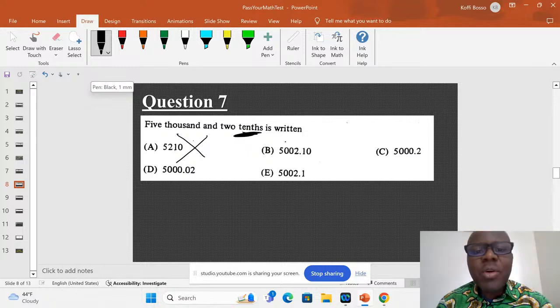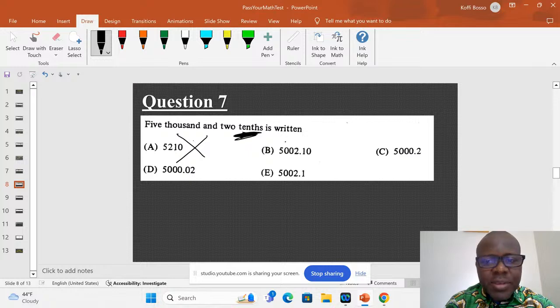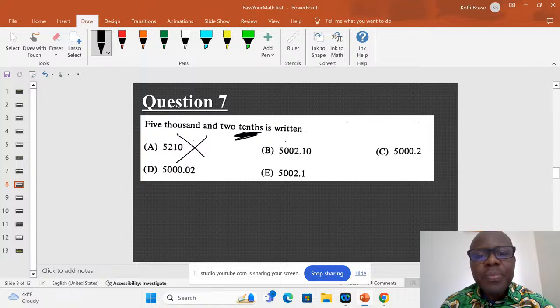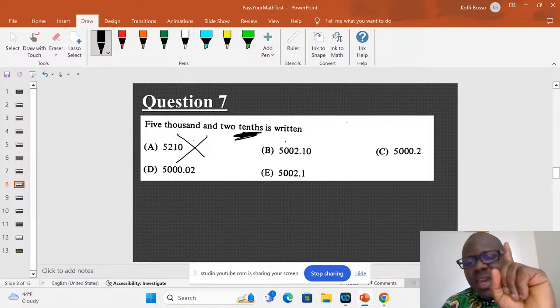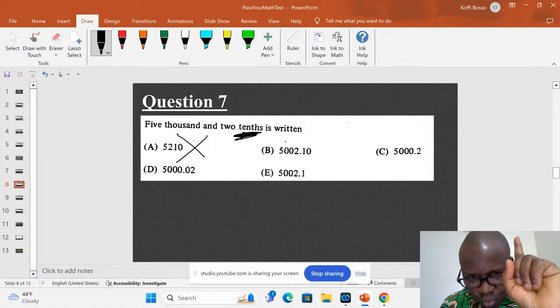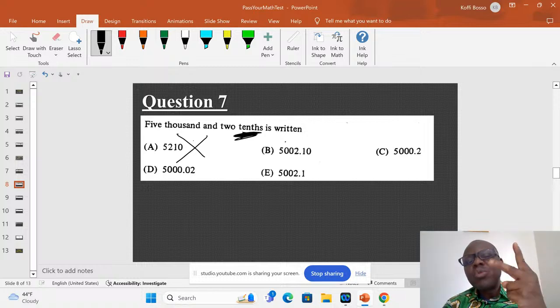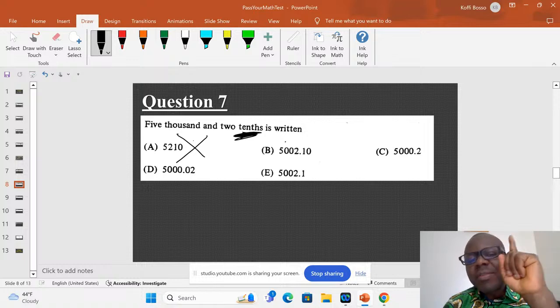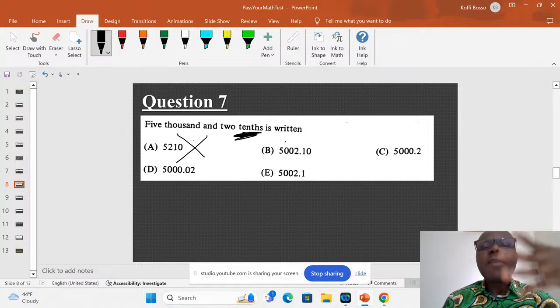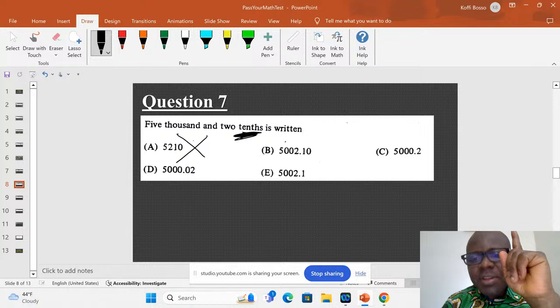Now continue. The 2/10 in the question means that you're going to have a decimal, and because they say 2/10, you're going to have one digit after the decimal, and that one digit will be 2. People think that when they say tenth, it has to be 2 digits after the decimal. No, it's 1 digit after the decimal. When you round something to the tenth, it has to be 1 digit after the decimal.